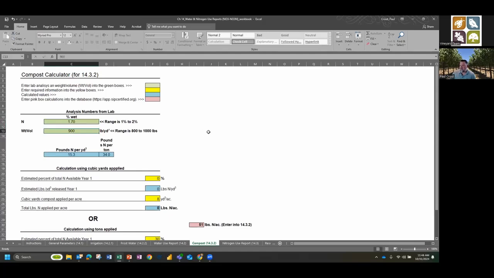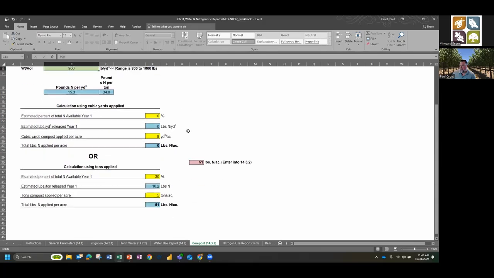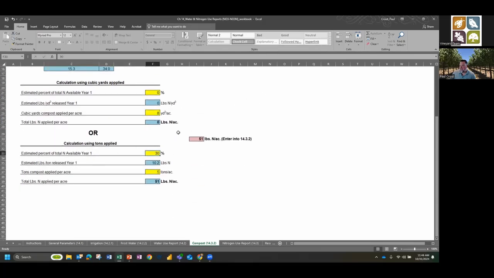1.7% nitrogen. Our compost weighed 900 pounds. And let's just say, based on, again, university information, it's a 20% nitrogen release in that year one. And we applied, as I mentioned, 5 tons of compost per acre. And so that gives us 34 pounds of nitrogen that we have applied that will be released to the vineyard in year one.